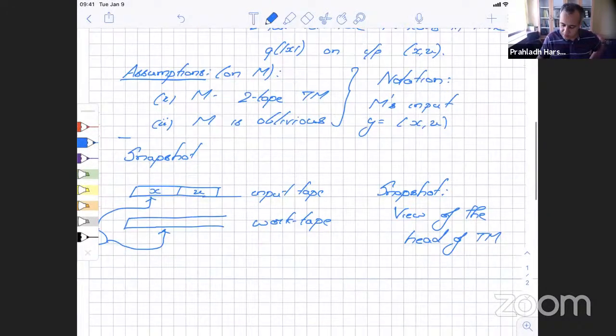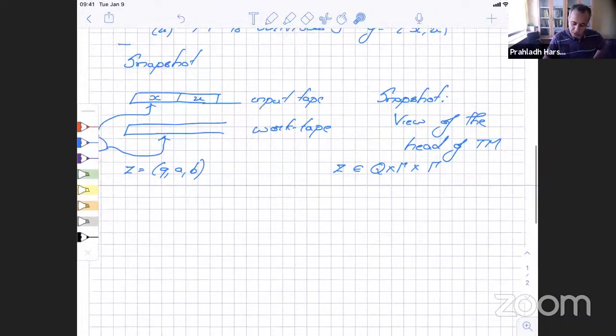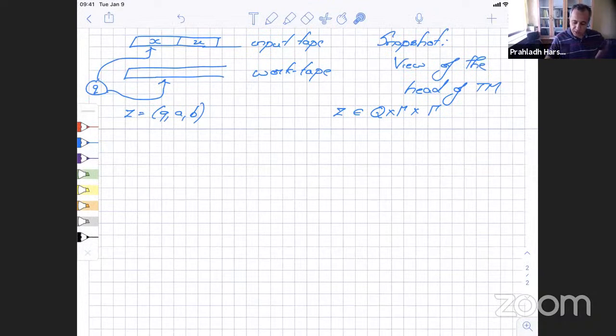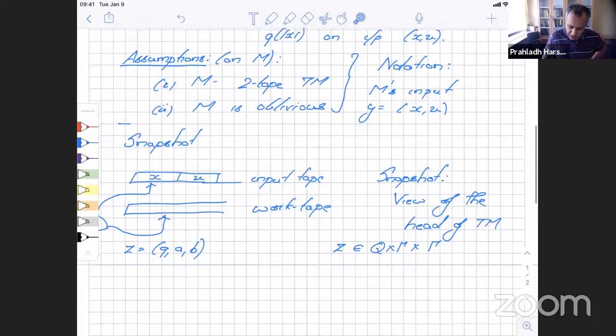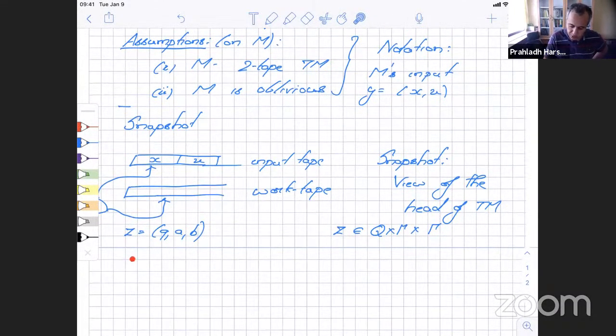A snapshot is an element of Q cross gamma cross gamma, where Q tells you which state the head is in, and gamma is the symbol under the head on the input tape. A typical snapshot has three components: Q, A, B. It tells you the state of the head, what symbol is here and what symbol is here under the head. So this is what we had. Stop me if you don't follow. And then we had said that for each time step, we're going to define these two functions.